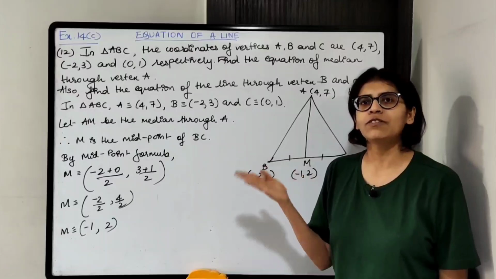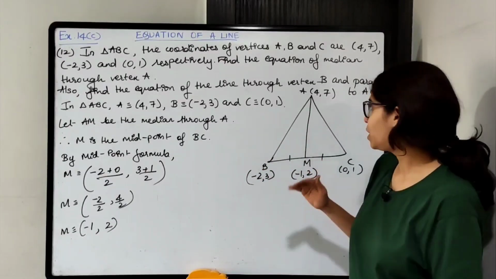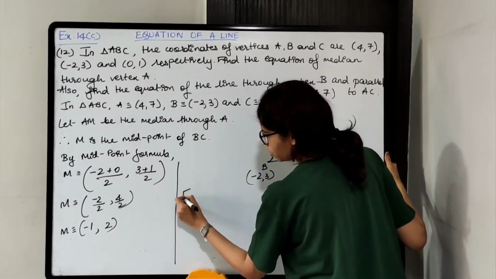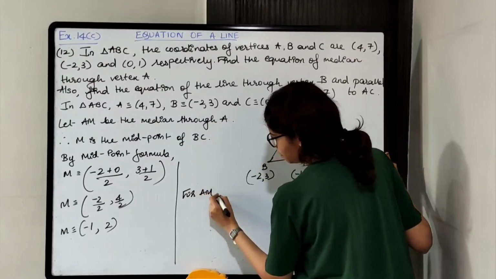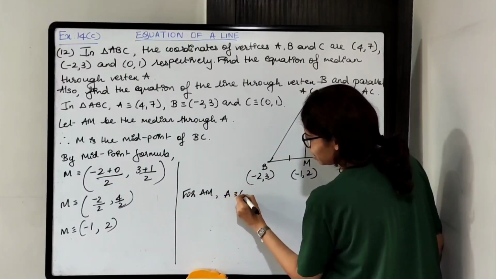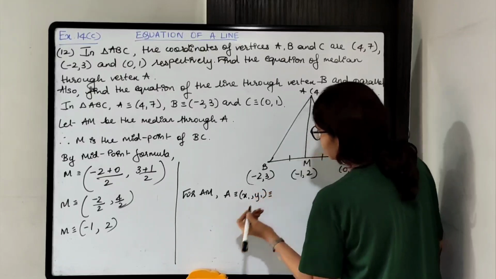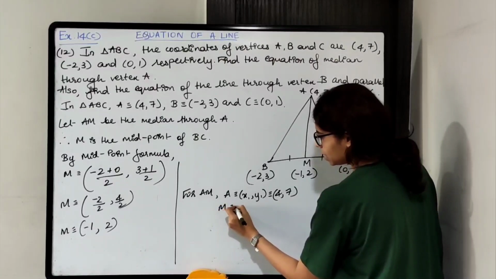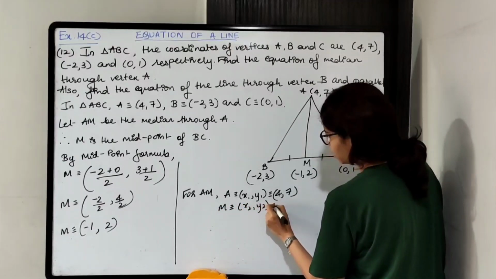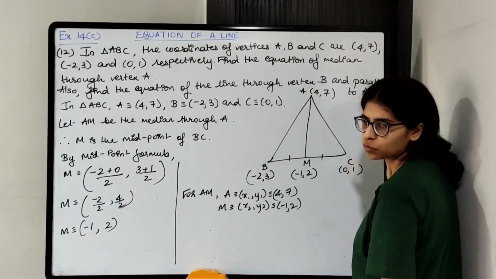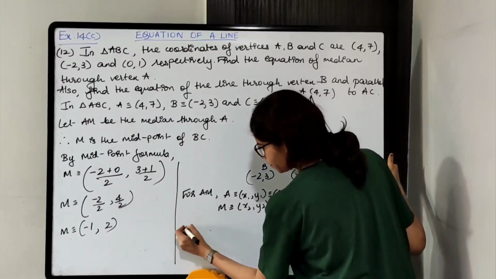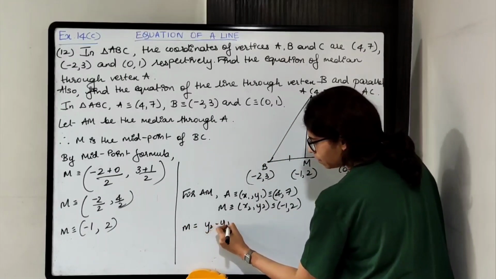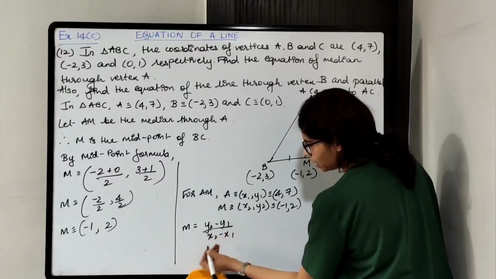Okay, for that first we'll find out the slope. Okay, so let us find out the slope of AM. So for AM, A I am considering as x1 y1, that is 4,7, and M as x2 y2, that is -1, 2. Okay, so slope, that is small m, will be y2 minus y1 upon x2 minus x1.